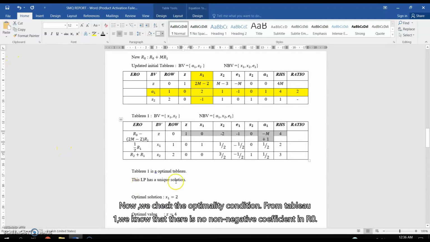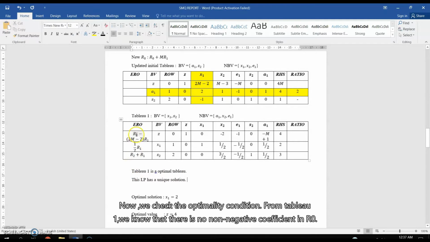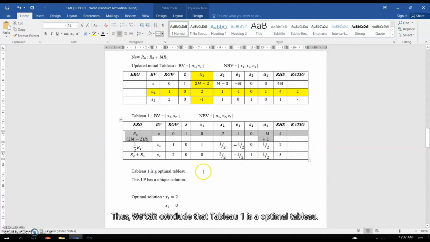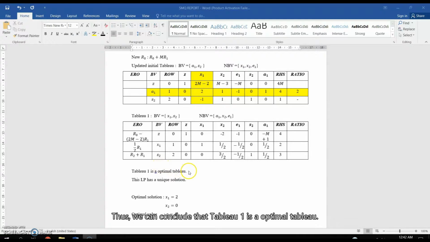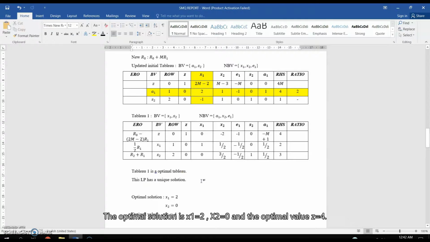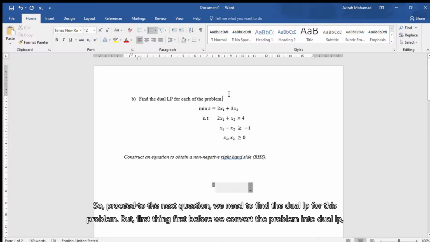Now, we check the optimality condition. From W1, we know that there is no positive coefficient in row 0. Thus, we can conclude that W1 is an optimal W. Since no non-basic variable has a zero coefficient in row 0, the LP has a unique solution. The optimal solution is x1 equal to 2, x2 equal to 0, and the optimal value is z equal to 4. So, proceed to the next question.